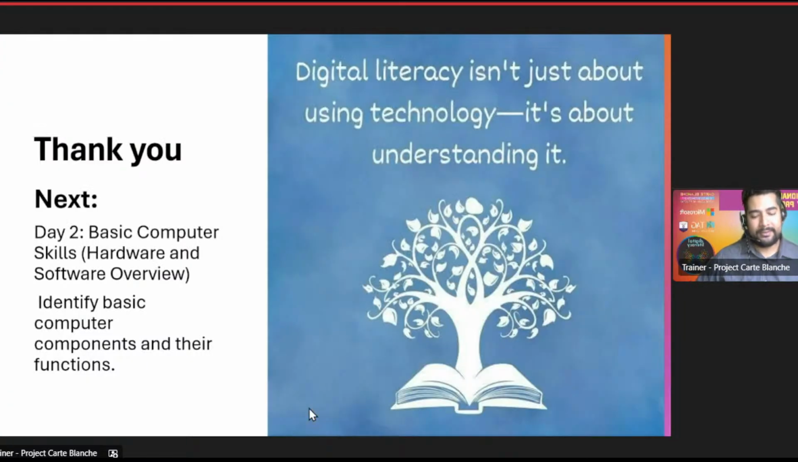Last but not least, I must mention, digital literacy is not about how to use technology. It is about understanding it. If you understand the core concept, you can use technology anytime. Even a small kid can use technology today. Within 1 year of birth, they know how to scroll reels. So using technology is not a big deal, but understanding it is a big deal. So we should know about all these things.